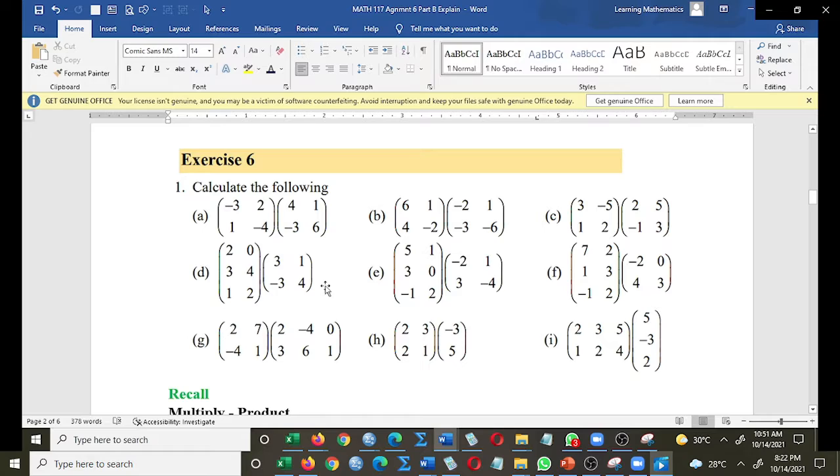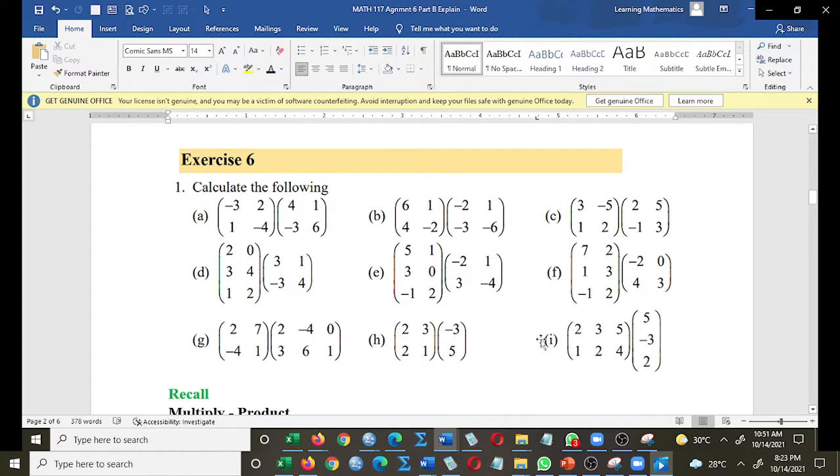If it is the other way around, then you will not be able to multiply. It depends on the number of elements in the row of the first and the number of elements in the column of the second. That's how you will know if multiplication is possible. Once the number of elements in the row of the first is the same as the number of elements in the column of the second, then it's possible.